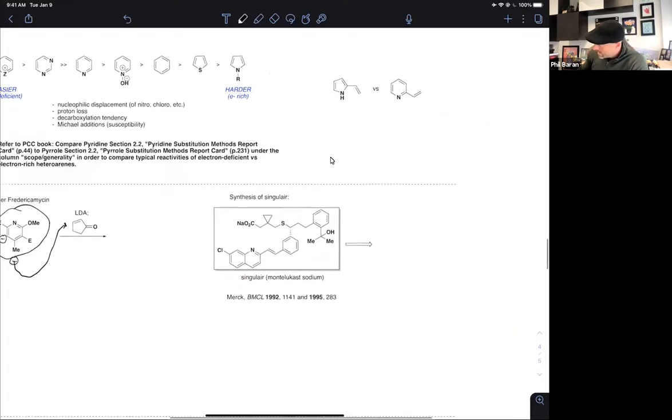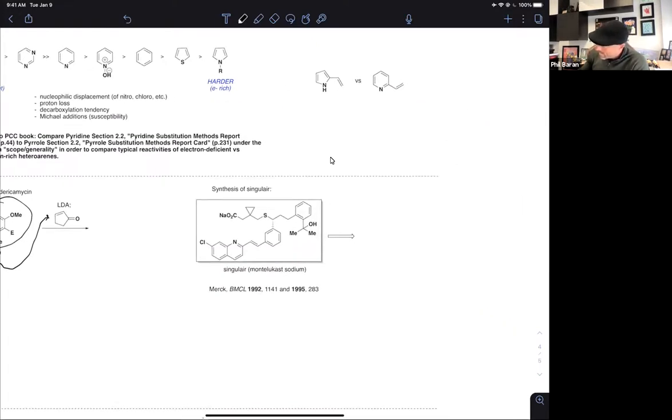And in the case of Singulair, same story. We're going to make a disconnection just like that because quinoline with the methyl group is just like this. So you can do a simple aldol or Knoevenagel reaction. And that's how Singulair was made on process scale by Merck, just a simple aldol reaction by recognizing that that's just a ketone and a tidine.